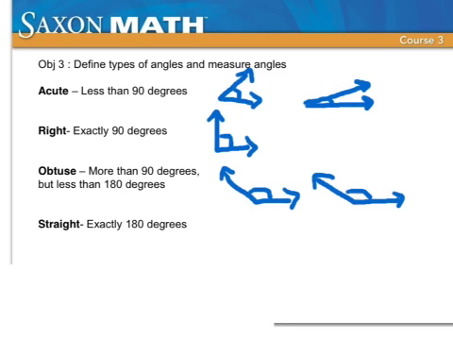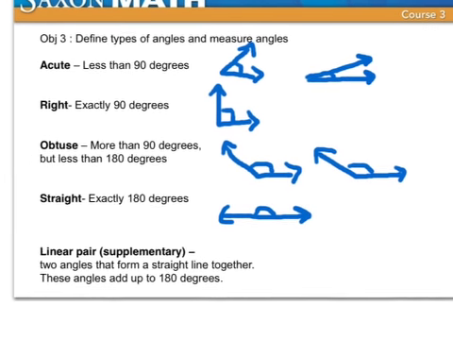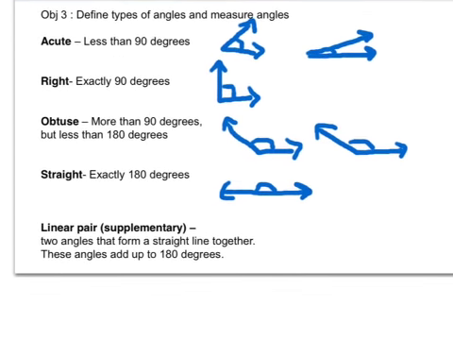A straight angle is exactly 180 degrees, so it's just like it sounds. It's straight. It's a straight line. 180 degree angle. And the last thing we need to know is a pair of angles. Okay. One pair of angles you need to know is called a linear pair, or supplementary. It's just like it sounds. Linear pair means it forms a straight line. But it's two angles together that form a straight line.